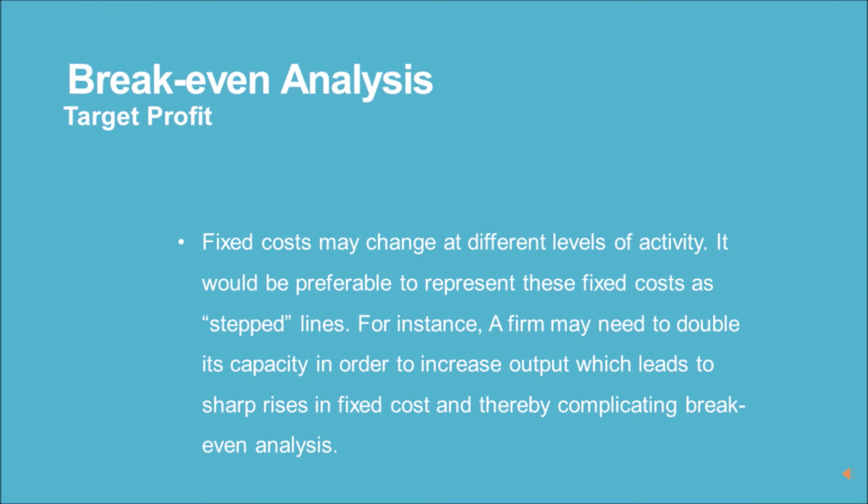Fixed costs may change at different levels of activity. It would be preferable to represent these fixed costs as stepped lines. For instance, a firm may need to double its capacity in order to increase output, which leads to sharp rises in fixed cost and thereby complicates break-even analysis.